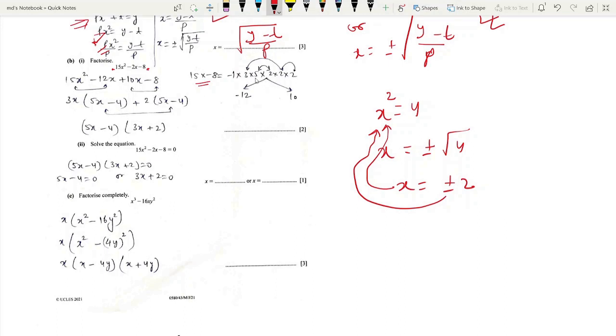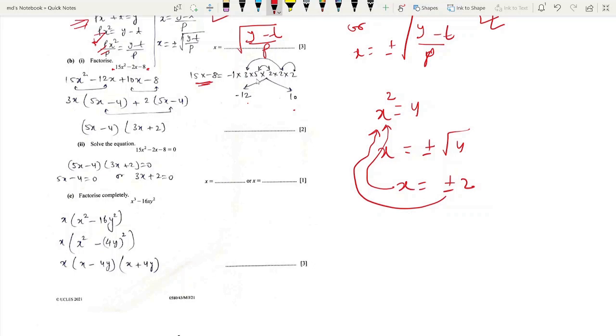The ultimate condition would be how to break it into two numbers such that if I add these two, I can get minus 2, and if I multiply these two, I can get this 15 times minus 8. So here you have to use again the hit and trial method, to decide which numbers you have to take together.